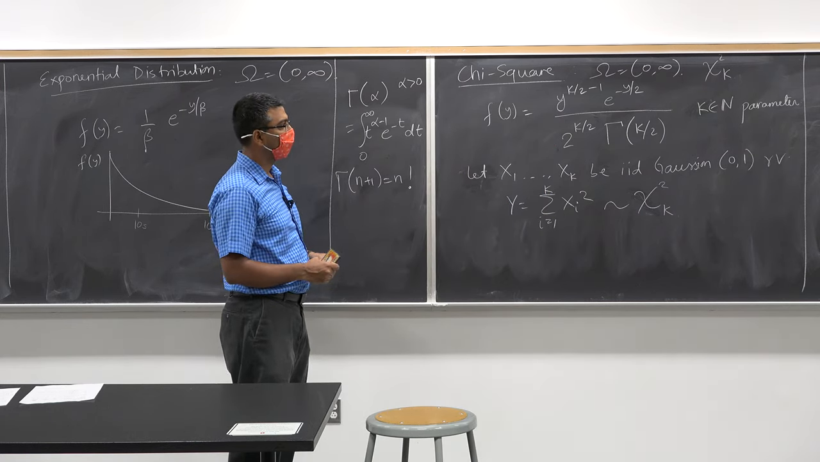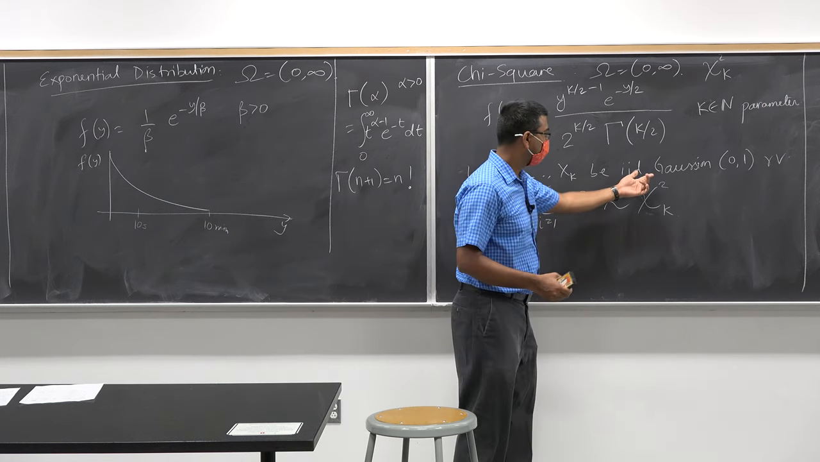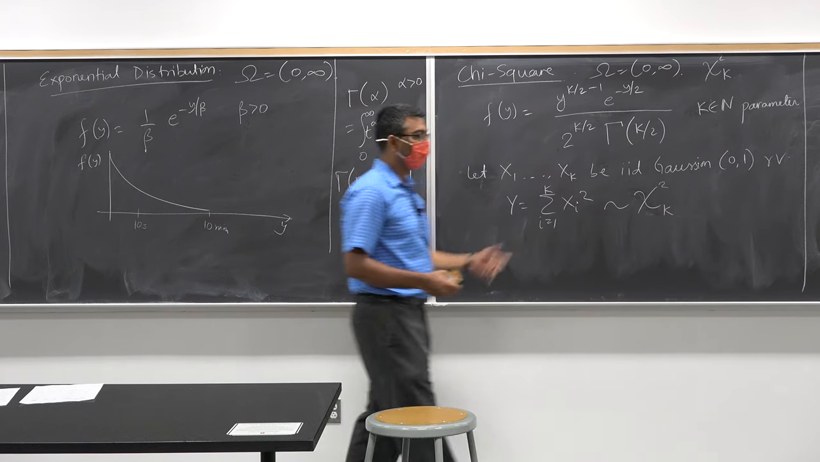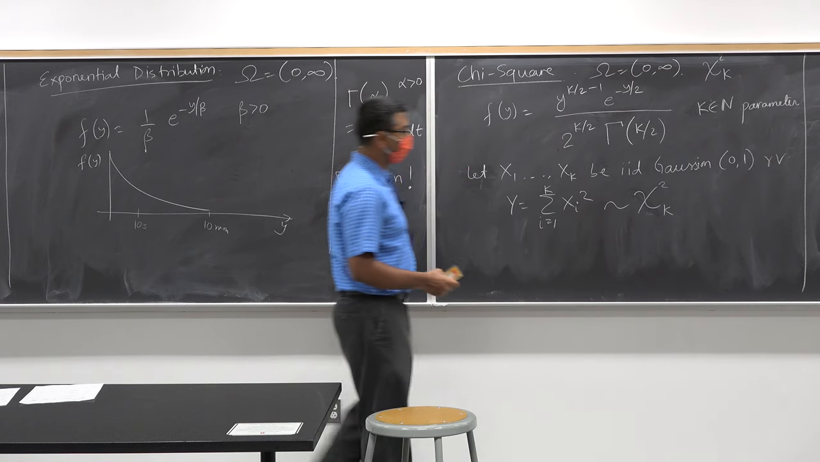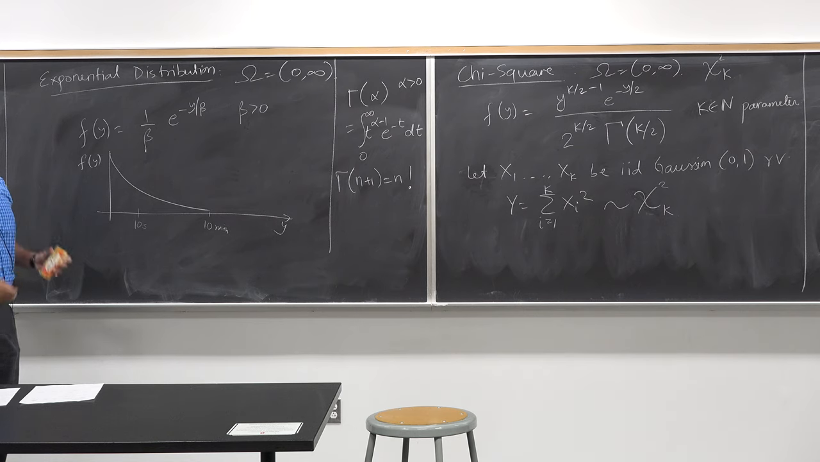The variance of Gaussian random variables is distributed according to the chi-square distribution, or rather the sum of squares of random variables is distributed according to chi-square. So that's where we will use this idea when we talk about the chi-square test, maybe on Friday of next week.